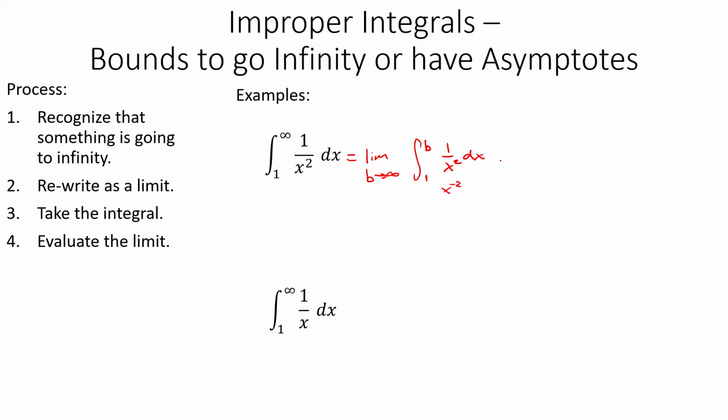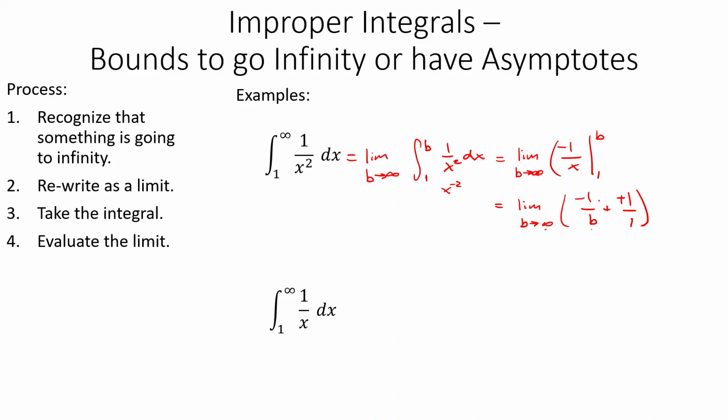So this would be x to the negative 2. So we get x to the negative 1 over negative 1. So this would be the limit as b goes to infinity of negative 1 over x from 1 to b, and then we're going to plug in b, so we get the limit as b goes to infinity of negative 1 over b minus negative 1 over 1, so it's going to be plus 1. And now that we have this function here, this is when we can take the limit. Not until after we're completely done plugging in the definite integral do we take the limit.